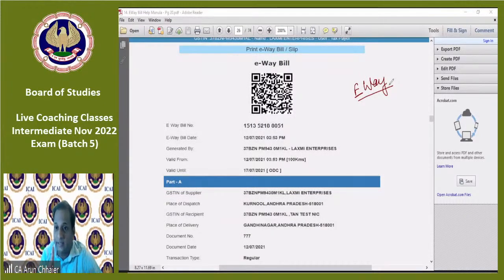Please compare this with e-invoicing. In e-invoicing, we prepare the invoice in our accounting software, and then the details are uploaded on the government portal to obtain the QR code embedded IRN number. But please note, the e-way bill is completely generated on the government portal itself. It is not that you prepare it in your accounting software and then validate it. No. This is the big difference between e-invoicing and the e-way bill.